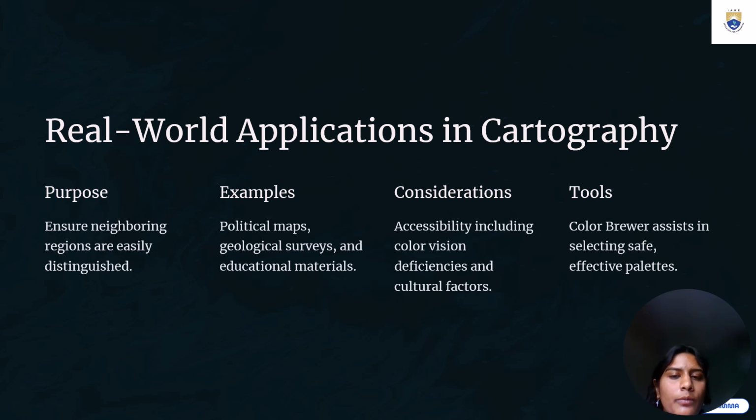Now, what is the purpose? Examples, considerations, and tools. The purpose is to ensure that neighboring regions are easily distinguished. Examples: political maps, geological surveys, and educational materials. What are we considering while making these maps? Accessibility, including for color vision deficiency, and respecting cultural factors. What are the tools? ColorBrewer assists in selecting safe and effective palettes.